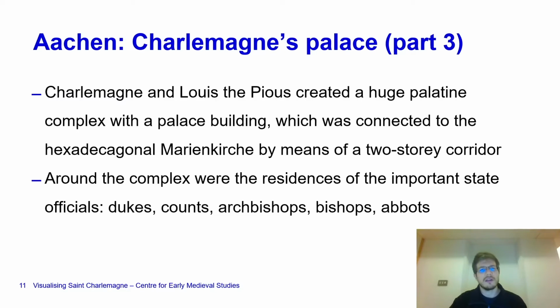Now, Charlemagne and Louis the Pious created the huge Palatine complex with a Palatine building, which is also connected to the Marienkirche, the Church of St. Mary, the main church, by means of a two-story corridor. Around the complex there were residences of important state officials, so dukes, counts, archbishops, bishops, abbots.